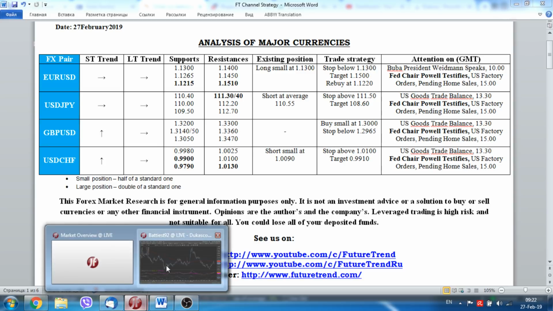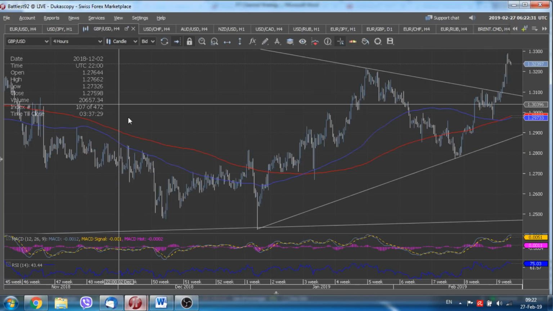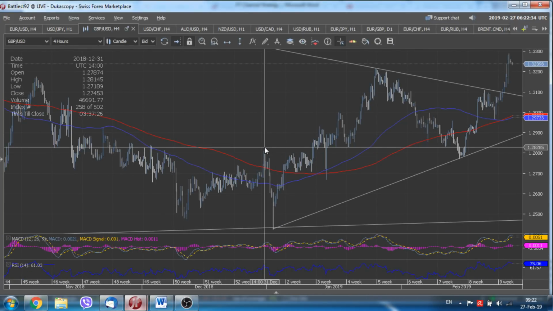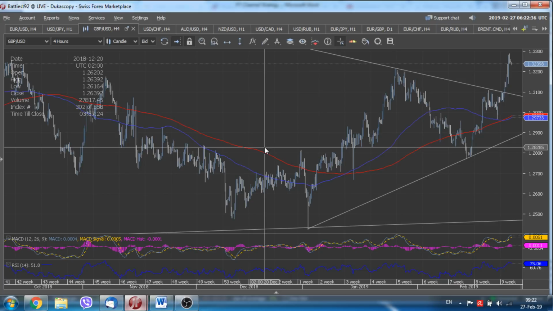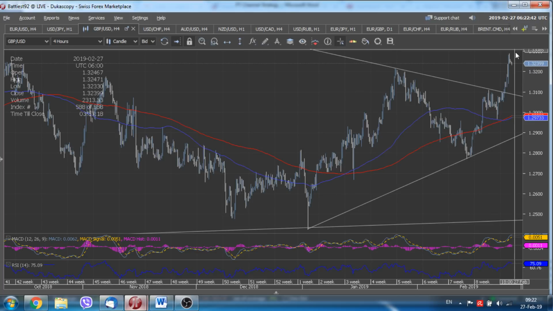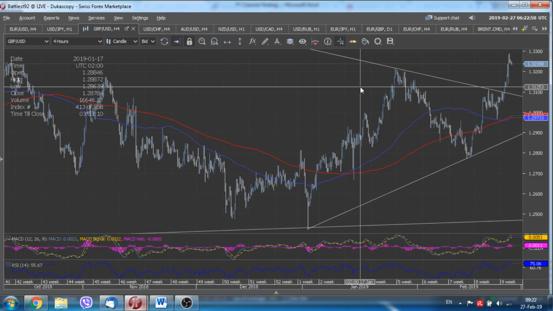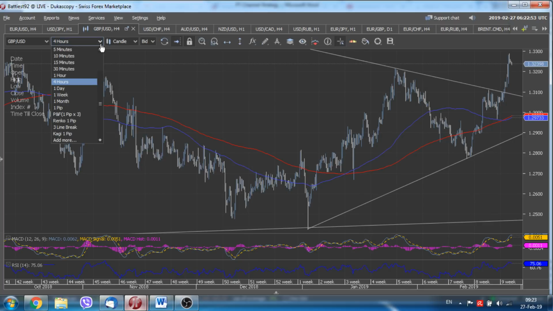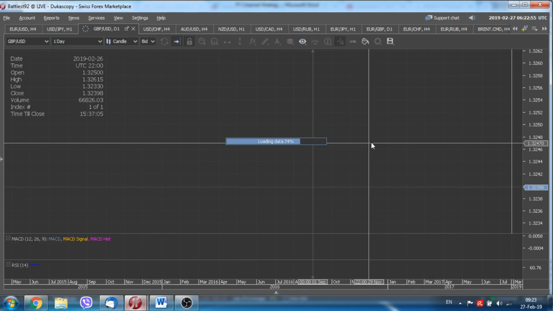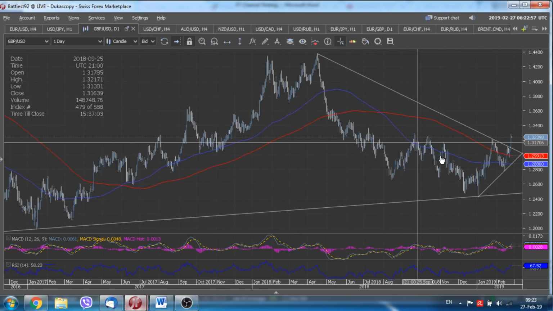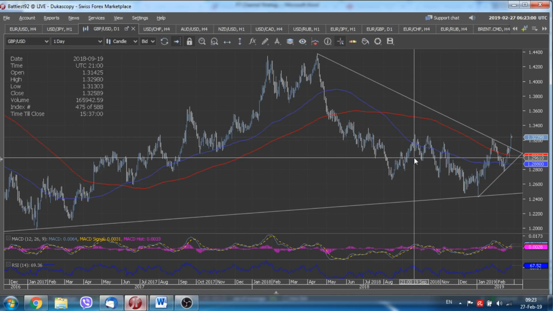Let's see the chart of the British pound, where you could see that during the previous trading session the pound rallied as high as 132.88, a little bit lower than a strong resistance barrier located around the level of 133, the level last seen on 19th of September 2018.